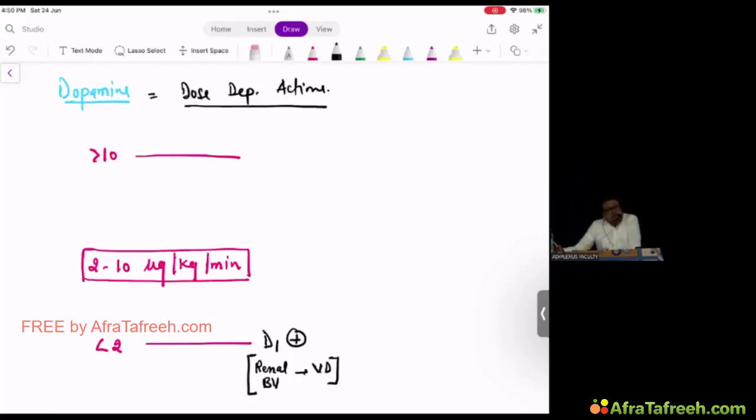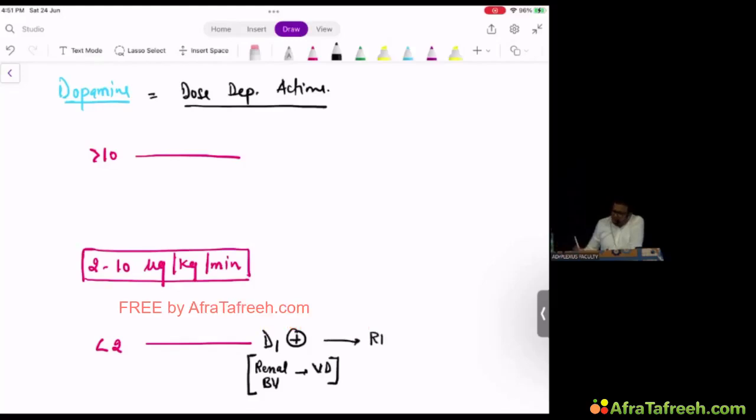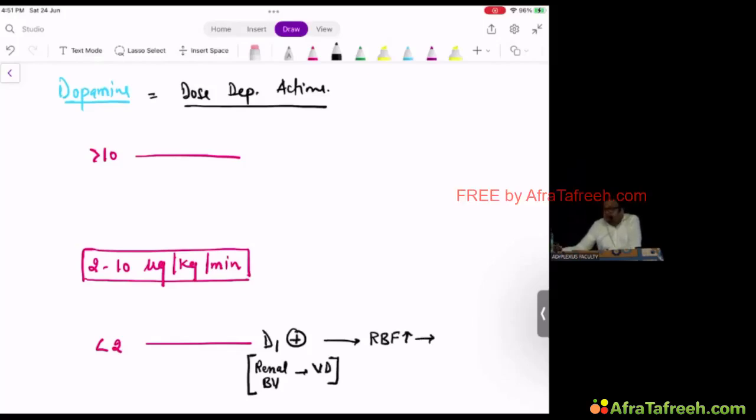So at low dose, less than 2 microgram per kg per minute, it will act mainly in kidney and cause vasodilation. So what will increase? Renal blood flow will increase. The renal vessels will dilate, more blood will come into kidney, and that will increase urine output. So in very low dose, it will act in kidney, increase urine. This only low dose is never used. Okay, this is just for understanding.